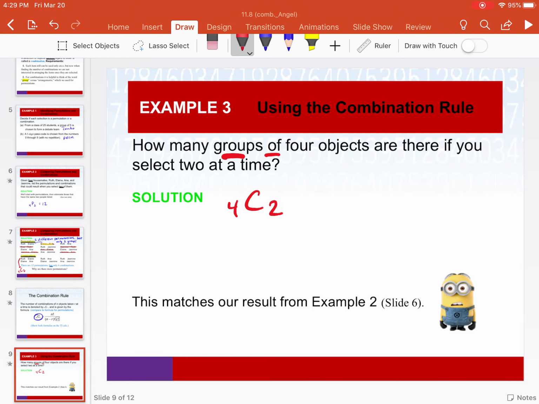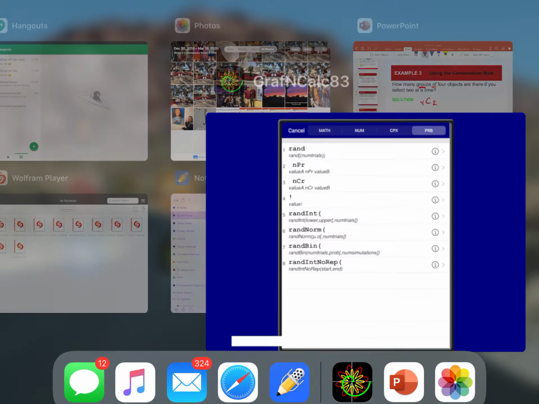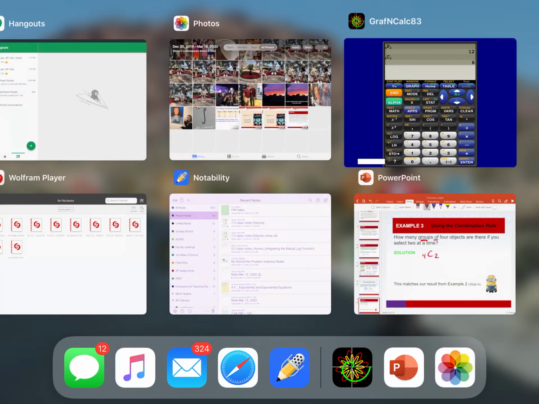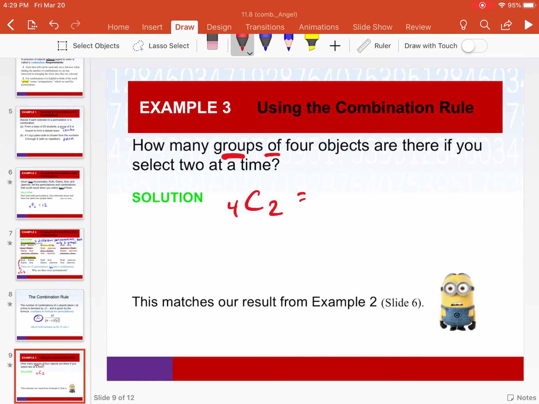All right, well, hopefully you realize that that's what we just did, right? That's 4C2. It was just worded differently. I just was wondering if you're paying attention out there. So it's 6. We just did that one.